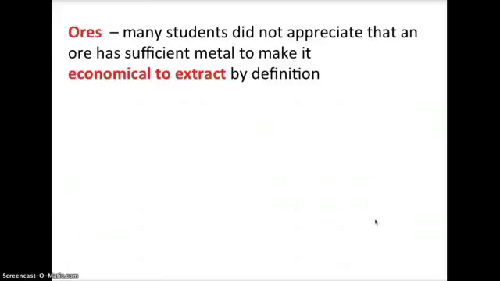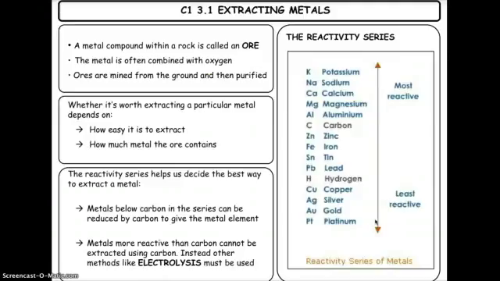Ores, okay, just remember the definition of an ore is that it has to have enough metal there to make it economical to extract. That's the definition. It's not just about something that contains metal. It's got to have enough there that you can extract it and still make money from it.